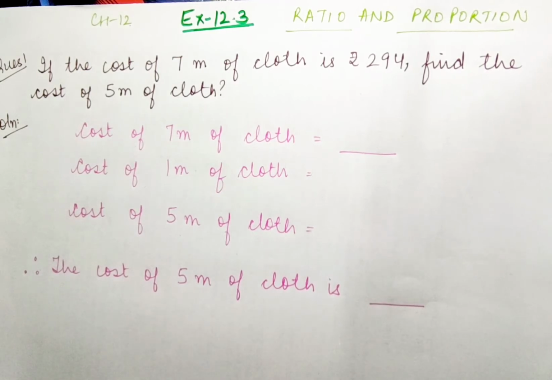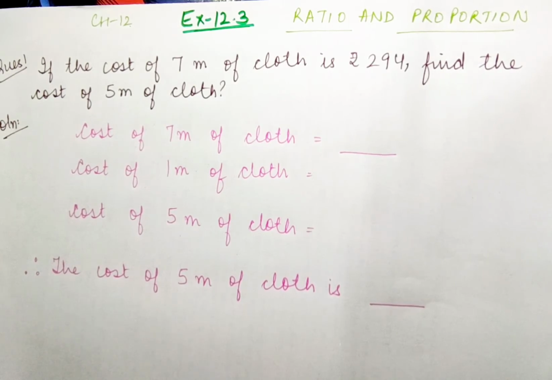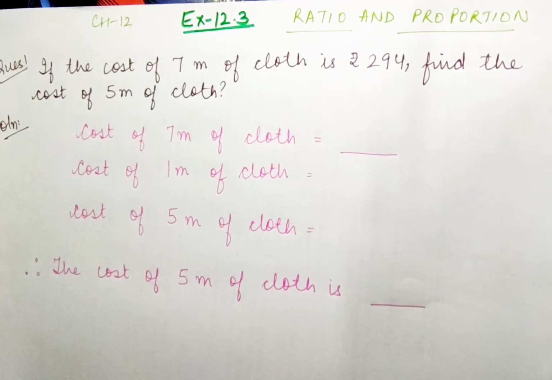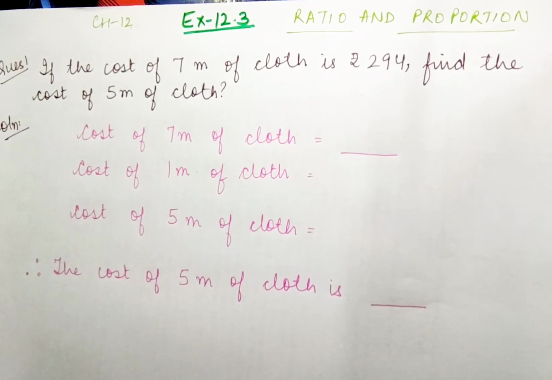As we have done the unitary method now, how do we do it? Just recap: from many to one, from bigger to smaller, we will divide. Then from one to many, to the required number, we will multiply. So, many to one, then one to many, which is the required one.